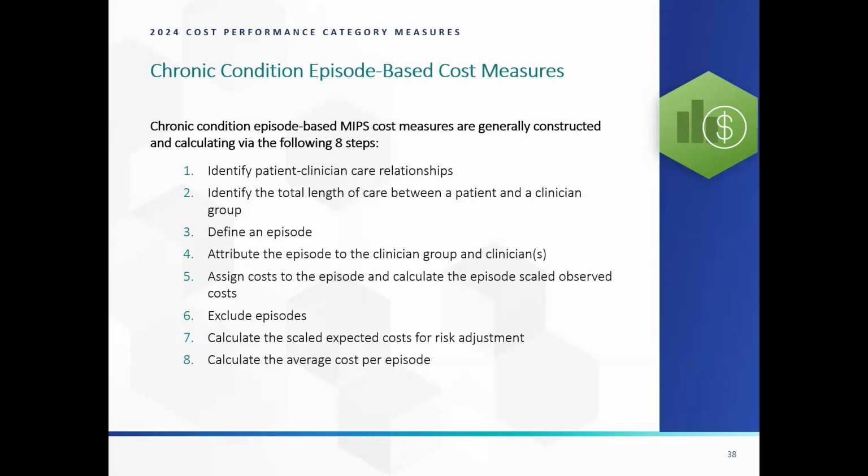Then we assign costs to the episode and calculate the episode scaled observed cost. Then we exclude episodes. Then we calculate the scaled expected cost for risk adjustment. And finally, we calculate the average cost per episode.